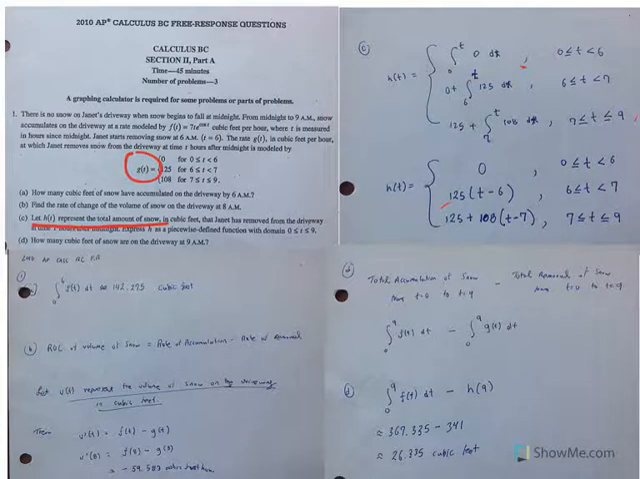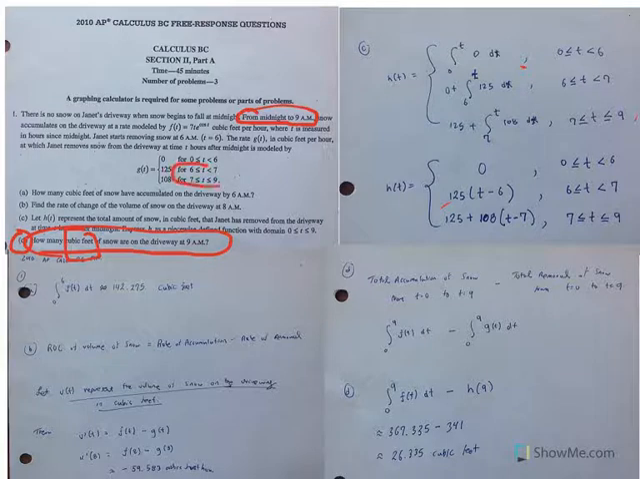Okay, so now let's take a look at part D here. For part D, we have: how many cubic feet of snow are on the driveway at 9 a.m.? Well, remember, it starts snowing from midnight until 9. And then Janet starts removing snow at 6 a.m. until 9.